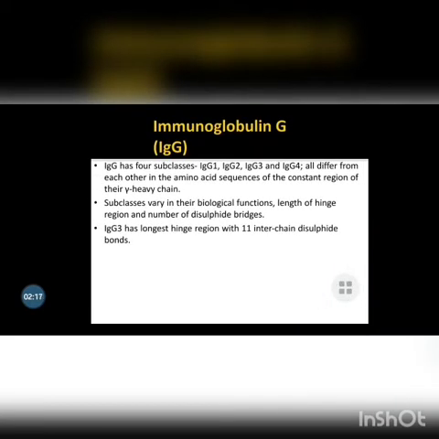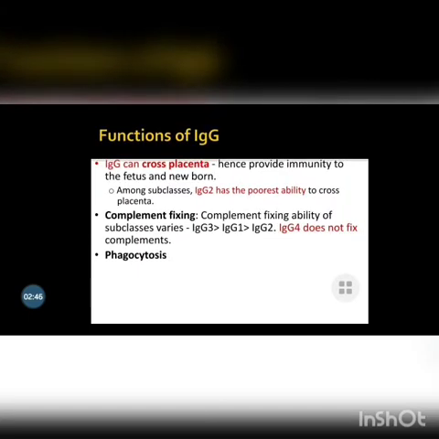These subclasses of IgG, that is IgG 1, 2, 3 and 4, all differ from each other in the sequence of amino acids of the constant region of their gamma heavy chains, and the subclasses vary in their biological functions, the length of the hinge region and the number of disulfide bonds. IgG3 has the longest hinge region with 11 interchain disulfide bonds, and the different functions of IgG include fixing the complement and phagocytosis.